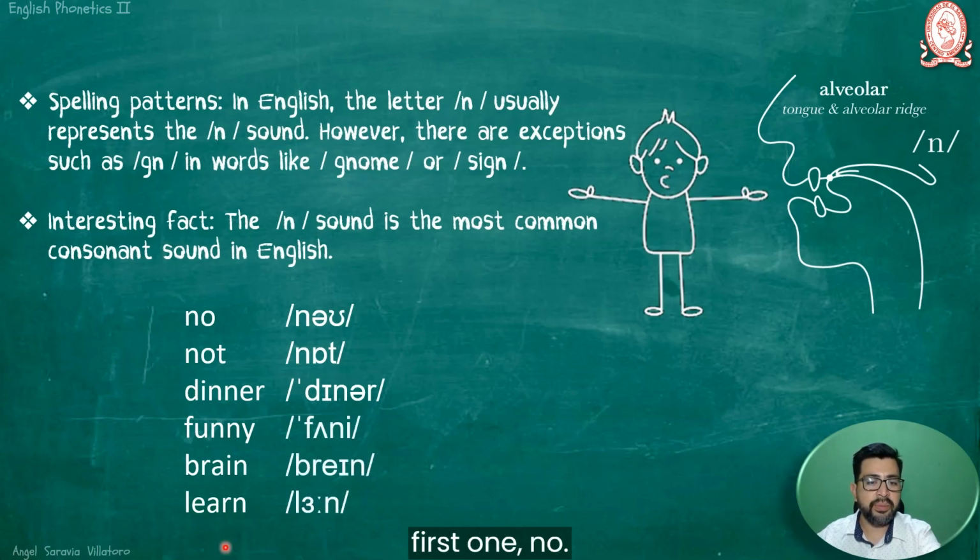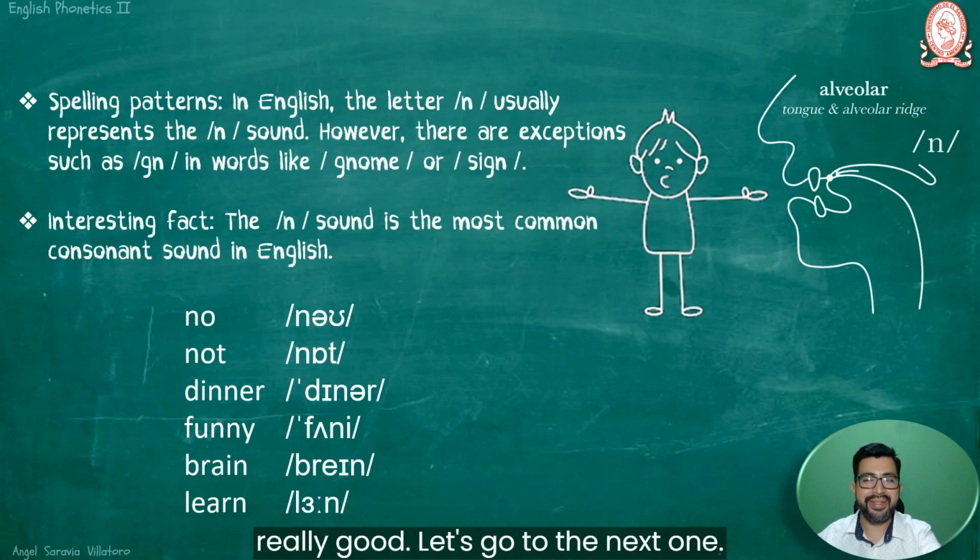Let's start with the first one: no. No. Let's repeat it. Not. Not. Dinner. Dinner. Funny. Funny. Brain. Brain. Learn. Learned. Really good. Let's move to the next one.